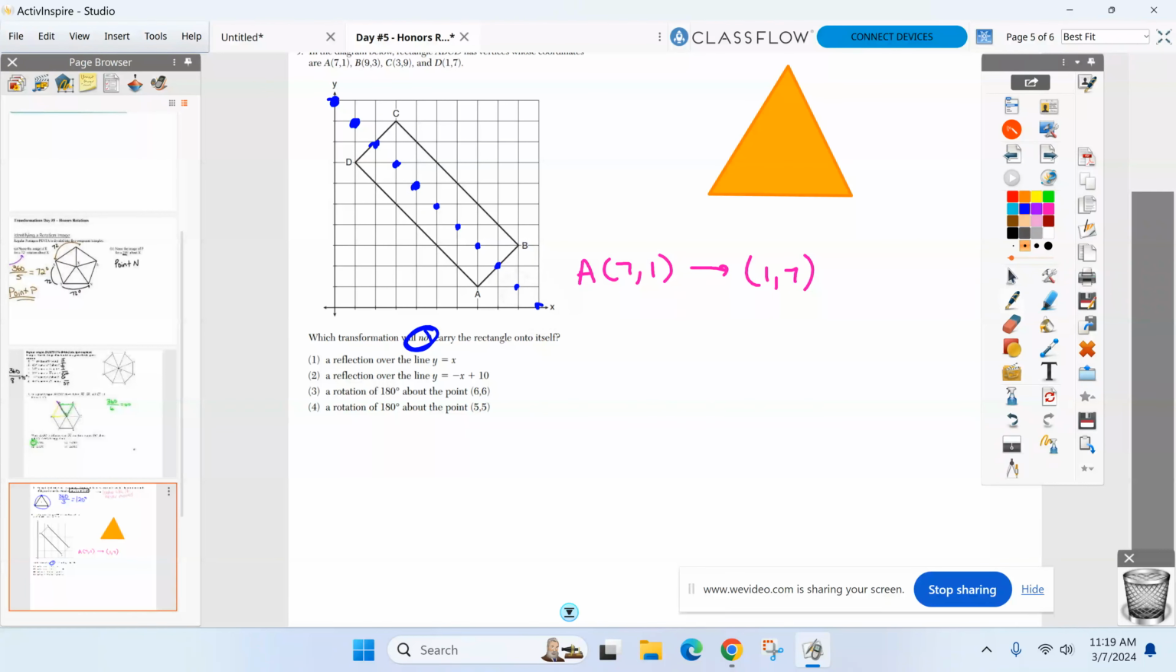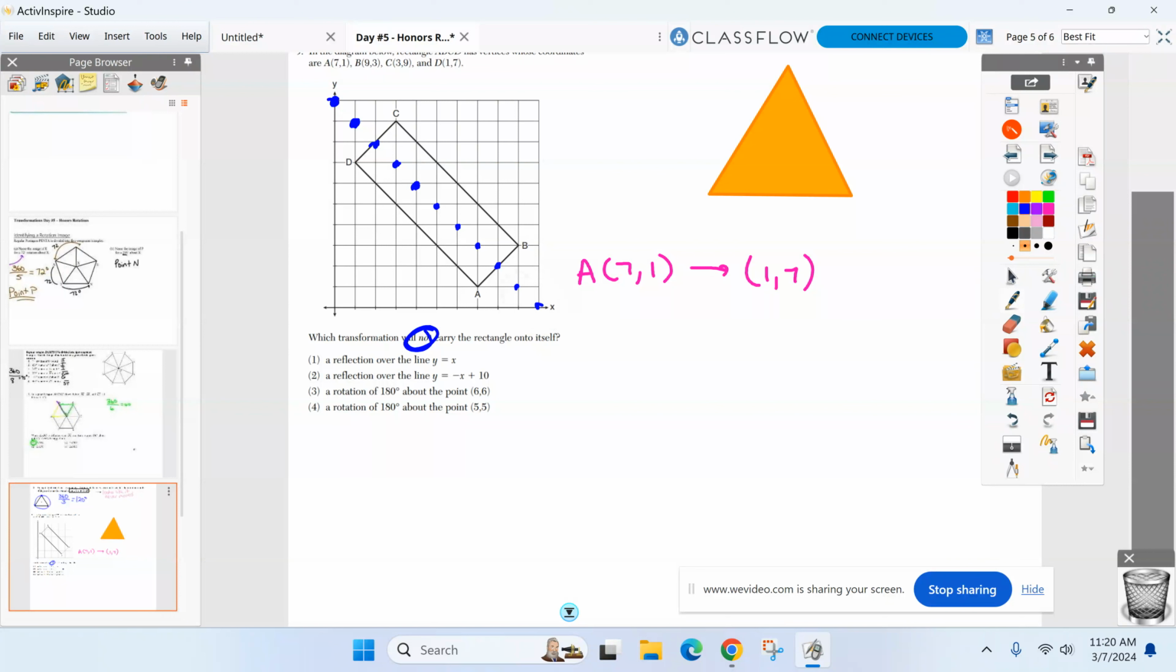You guys tell me. Take a point, reflect it over that line. Is it going to go somewhere else other than on the rectangle already? No, I think A is going to go to B, C is going to go to D, D is going to go to C. We're going to still get that rectangle. So we're still good. None of them yet have changed the rectangle. They have carried it onto itself.